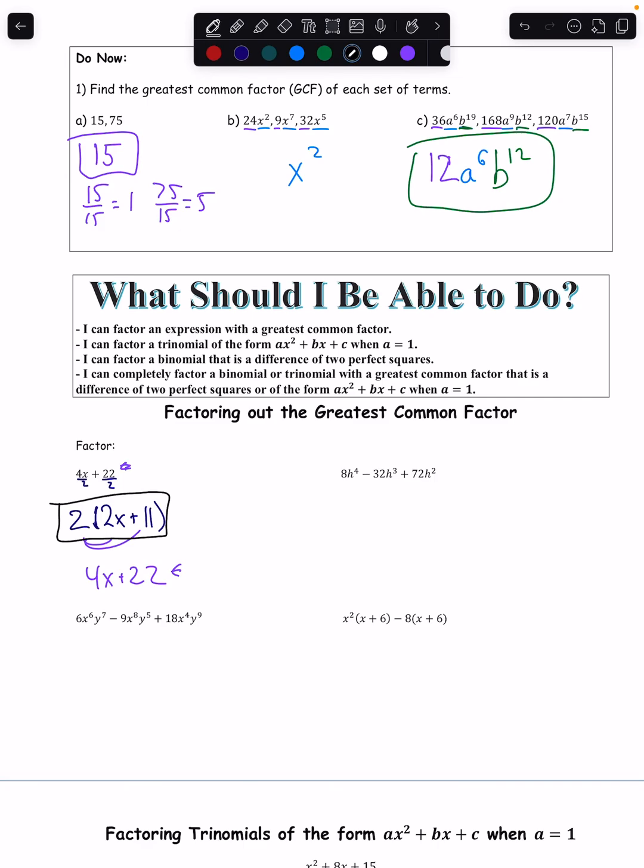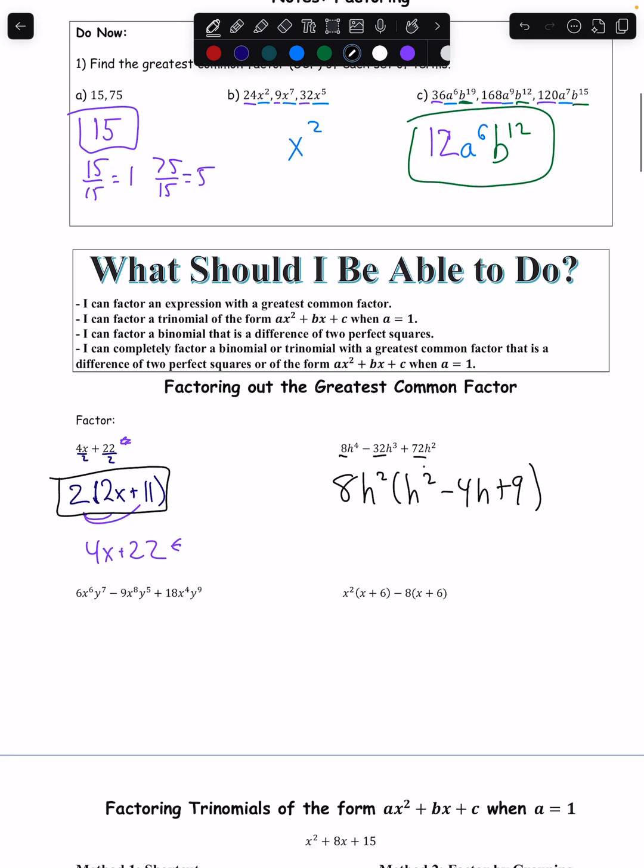For the second one, our GCF of 8, 32, and 72 is 8. And then take out the h to the lowest degree, because everything has an h, so it'll be 8h squared. And what's left over is h squared minus 4h plus 9 when you divide that out. And for that third one, let's look at the numbers. The GCF there is 3, x to the 4th, and everything has a y, and the lowest degree of y there is y to the 5th. So when you take that out, you're left with 2x squared y squared minus 3x to the 4th plus 6y to the 4th.